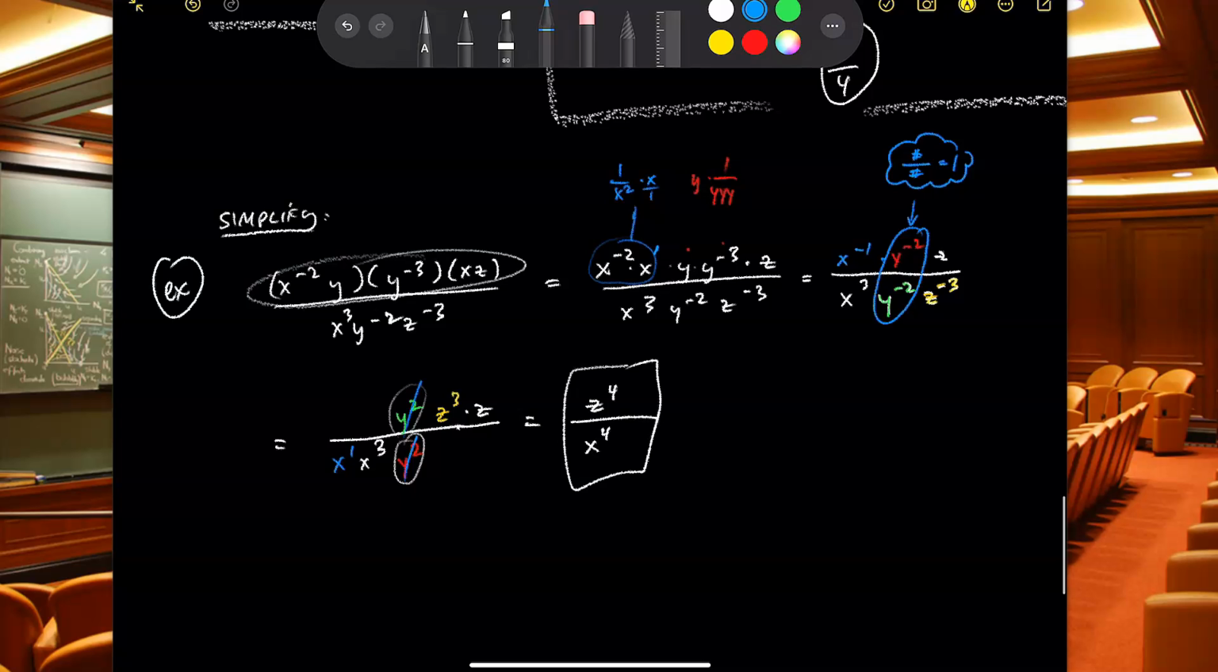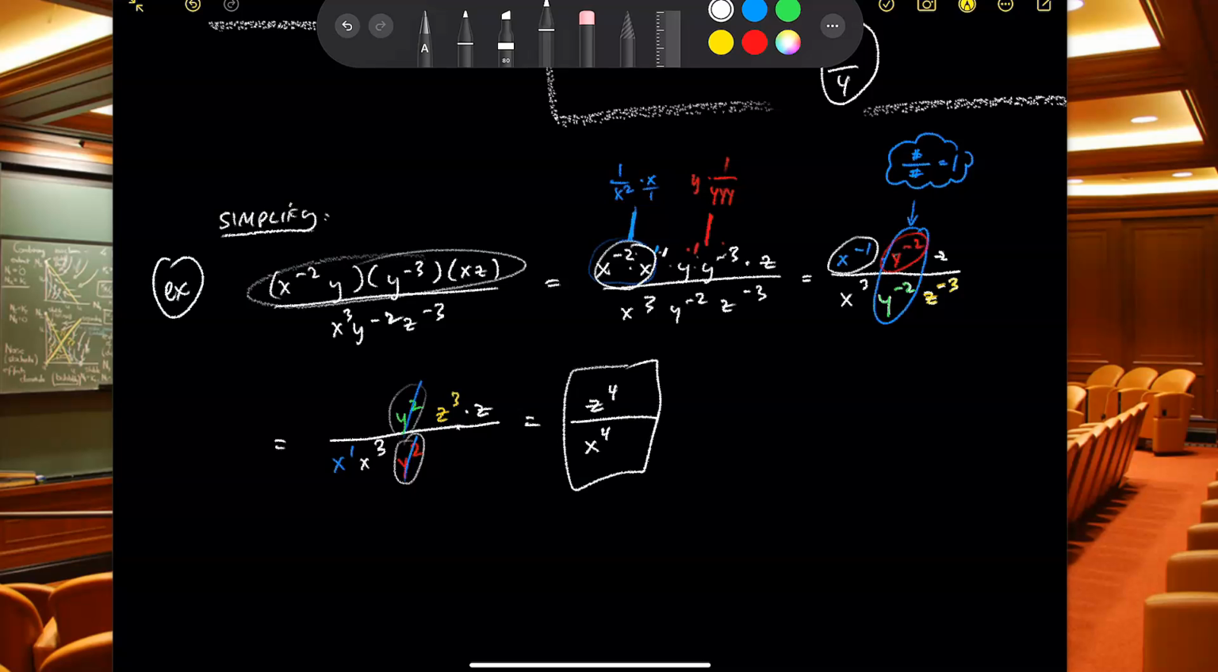But also, this work that was done here is really important that you start to see these patterns of, y to the first times y to the negative 3 leaves you with y to the minus 2. X to the minus 2 times x to the 1 leaves you with x to the minus 1. What are you noticing about these exponents and their relationship to the resulting exponent?